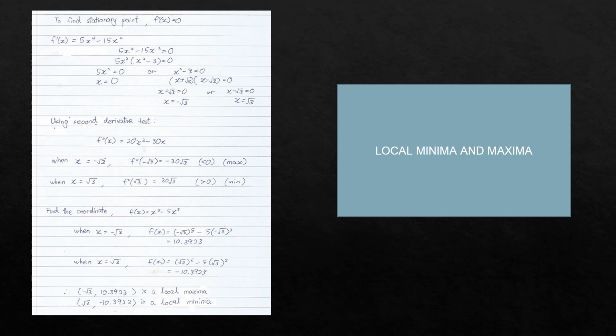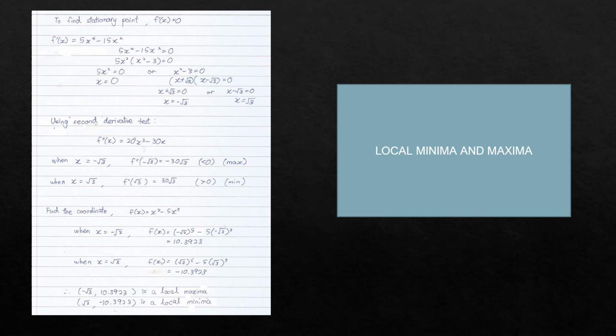Lastly, I continue to find the local minima and maxima of the graph. On a stationary point, f'(x) equals 0. After the calculation, I found that there are 3 stationary points at 0, negative square root 3 and also square root 3. From the finding above, I know that the stationary point at 0 is an inflection point, so I ignore that coordinate.